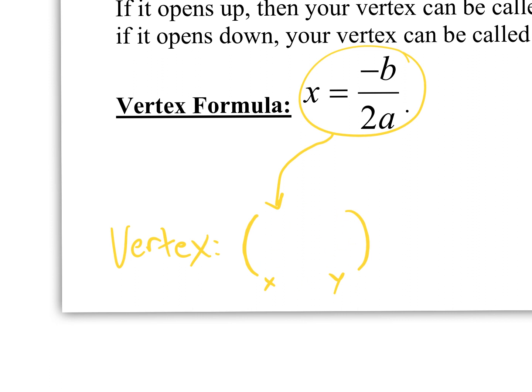The vertex is a coordinate. You're going to find the x value. Once you have the x value, whatever number it is, you're going to plug it back into the function to find the y value. Then once you have that vertex, you graph that most important point, and then you draw your axis of symmetry right through it.